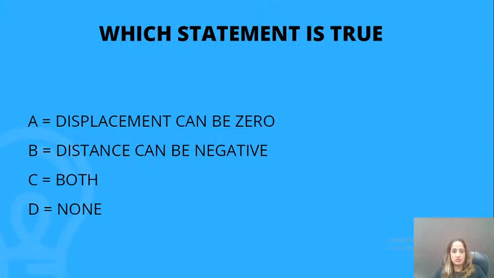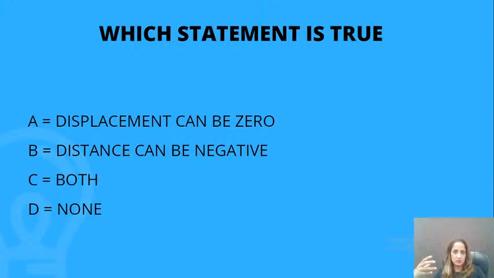Which statement is true? Displacement can be 0, distance can be negative. Can distance ever be negative for a moving object? Do you think so? Which statement is true? Sarita, do you think distance can ever be negative for a moving object? I don't think so. If this object is moving, it will definitely cover some distance.